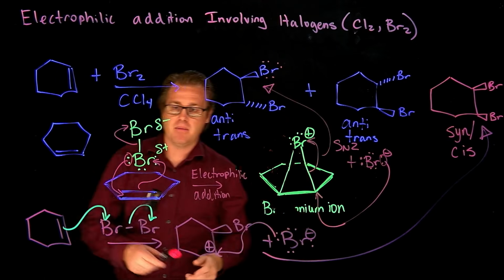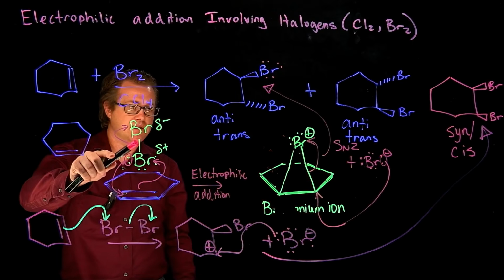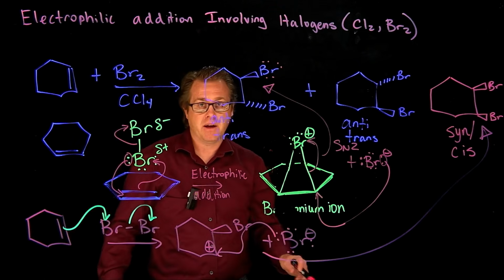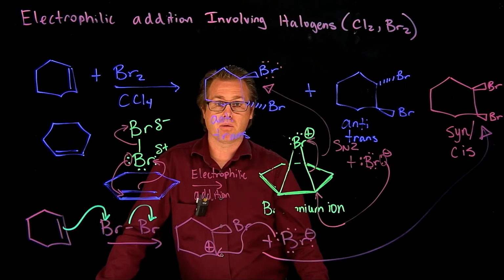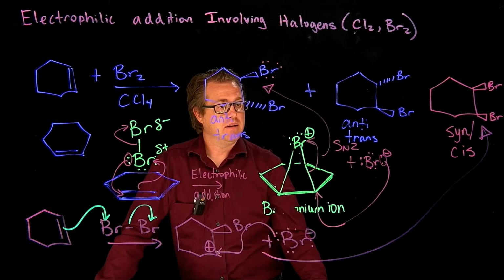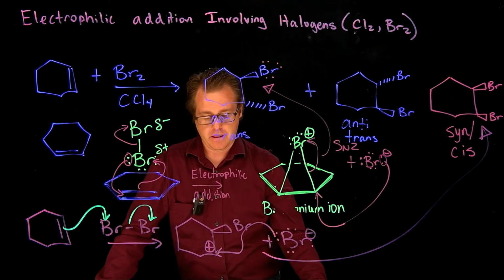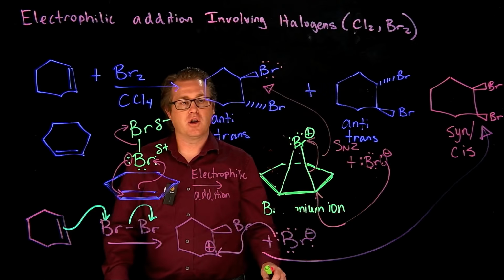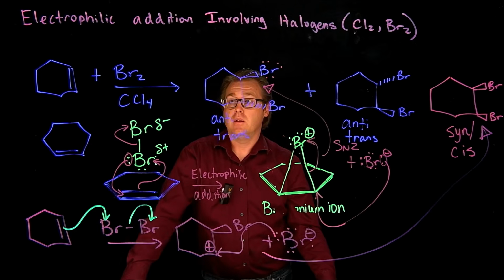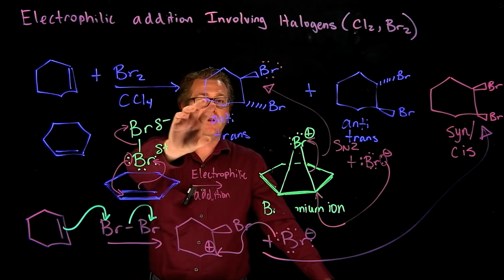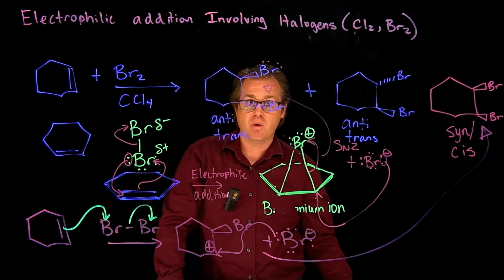So we have to come up with this mechanism that I showed you at the very beginning, generating the bromonium ion intermediate or the chloronium ion intermediate. All right? So in conclusion, this reaction right here will only give you the anti-product, no syn addition.